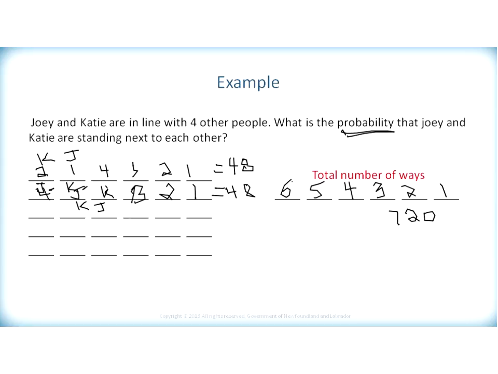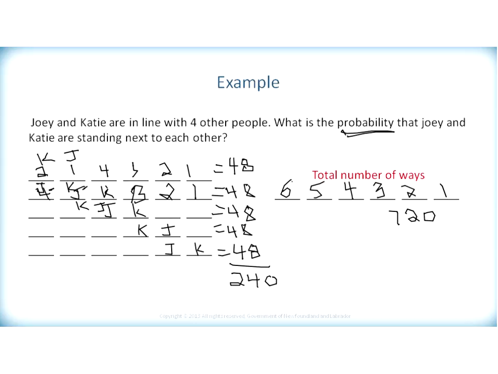This can happen again, putting Joey and Katie in the third and fourth position, still giving us 48. Or Joey and Katie could be in the fourth and fifth position, or Katie and Joey. And of course the last position, the fifth and the sixth position, Joey and Katie. Giving us a total of 240 options for Joey and Katie to be standing next to each other in line.